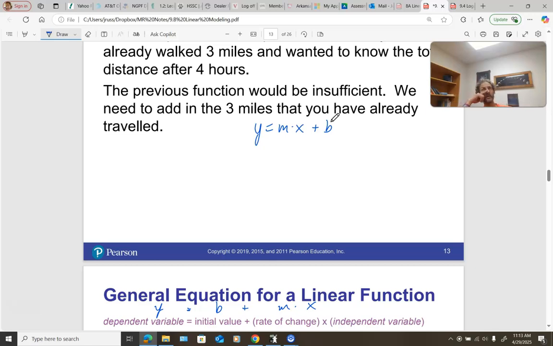So let's say you were going to start saving, but you had already saved a certain amount. Okay, so the amount that you already had saved, or that you already had, would sort of be like your b.